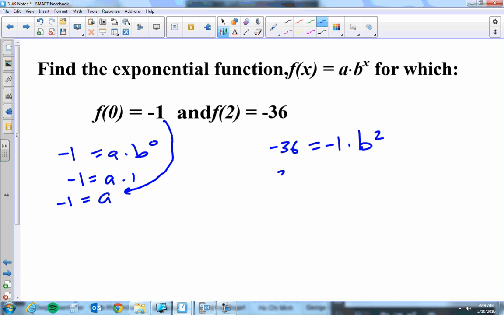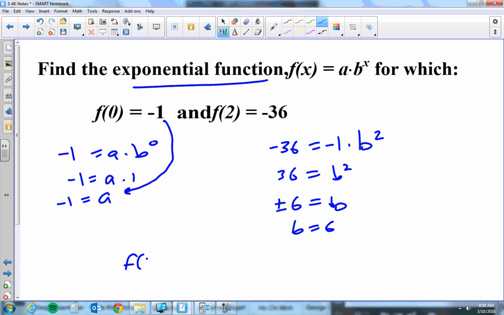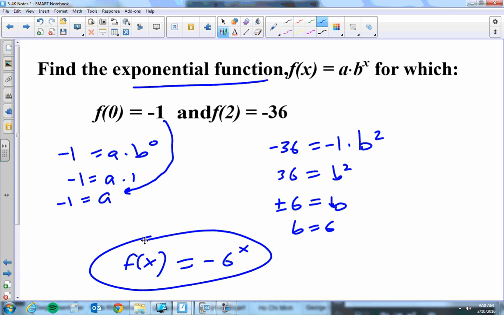And then you solve, switch signs on both sides, and you get, now listen, this equation gives you two solutions, plus or minus 6. But we're talking about base and exponential, and the base can't be negative, so actually you just get 6. And so we're not actually done. We have to write out the actual equation. So it was a is negative 1 times 6 to the power of x. You can write it down the way I said it, or just opposite of 6 to the power of x.